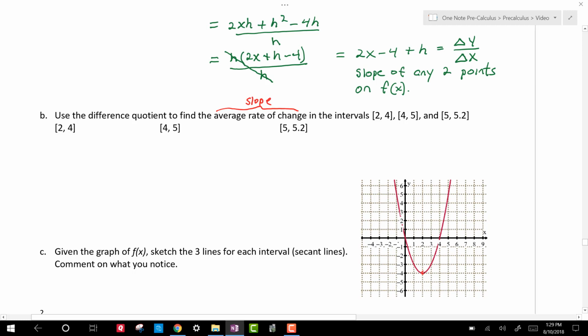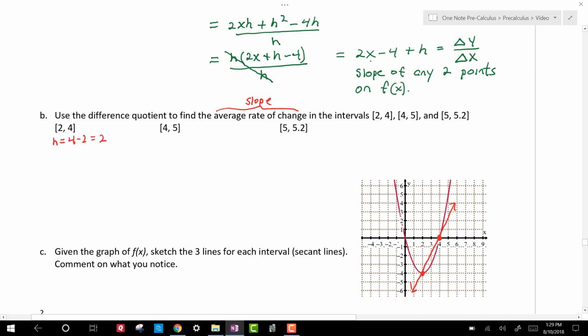Okay, so I'm going to come back down here, and this is the one that we drew originally. We drew the line from 2 to 4, and we already know that that slope is 2. But watch what happens when I do this. Number one, in order to use my difference quotient, I need to know what is the value of h. So h in this first interval is 4 minus 2. So h is equal to 2.